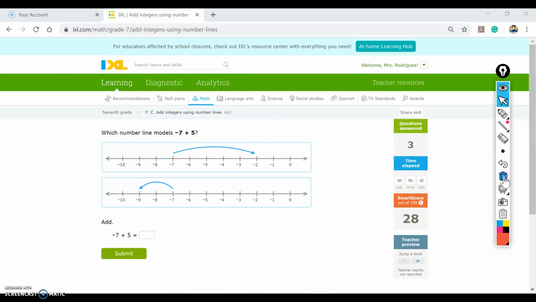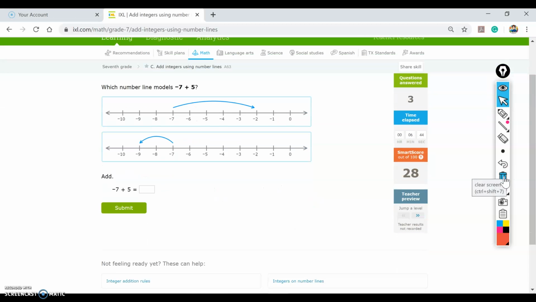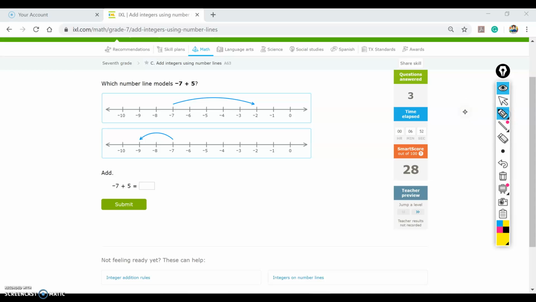Okay, let's do this one. So on this problem here, it's the same thing. So check on where you start. What is the first number where you start? Yep, it is -7. So if you start on -7, that means that you need to add 5. Remember, if it's a positive, you go to the right. If it's a negative, you go to the left.